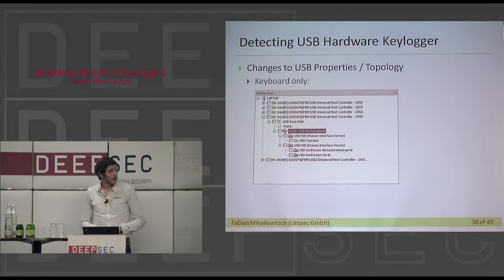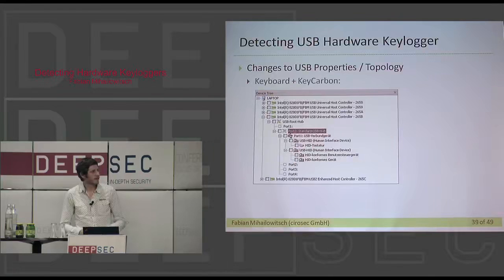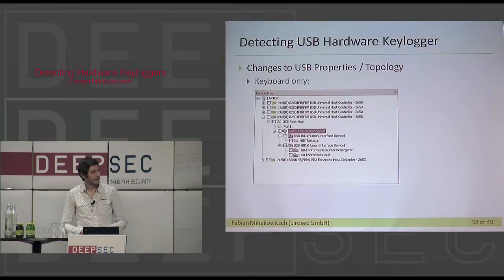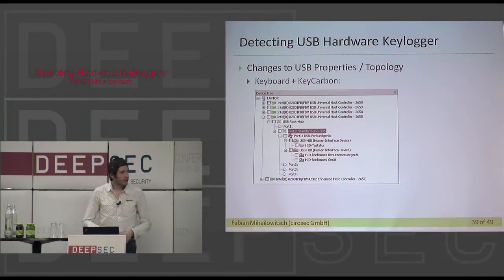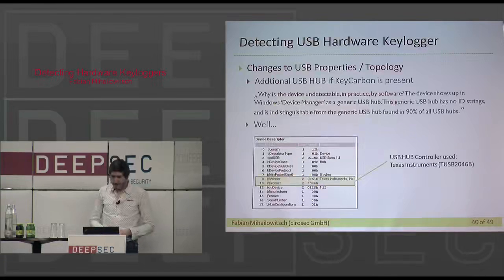The next thing, which is more obvious, is changes in USB properties and topology. That's what it looks like for my notebook. We can see the root hub, we have port 1, port 2, and on port 2, the keyboard is plugged in. Now, if we plug in a keylogger, it looks like that. Did you see it? The Key Carbon? What actually happens? On port 2, it places a USB hub with 4 ports and plugs my keyboard into port 1. So it just introduced a new hub. Okay, but that's no problem.